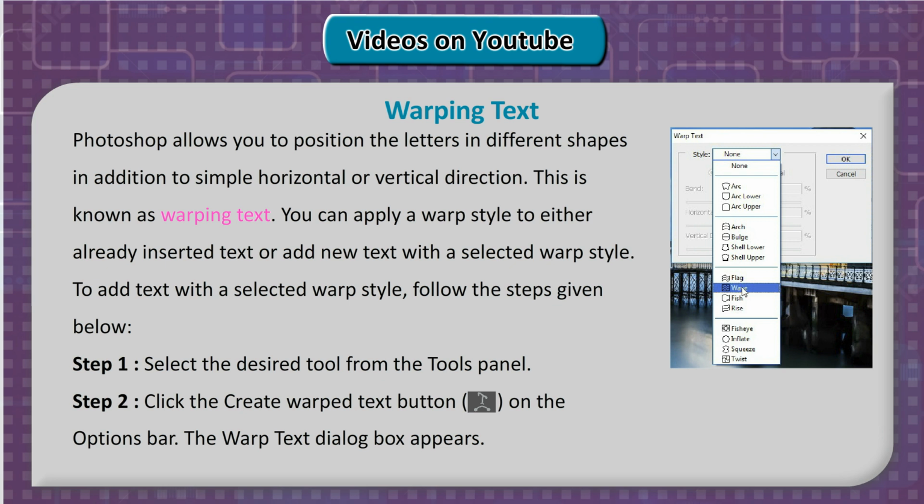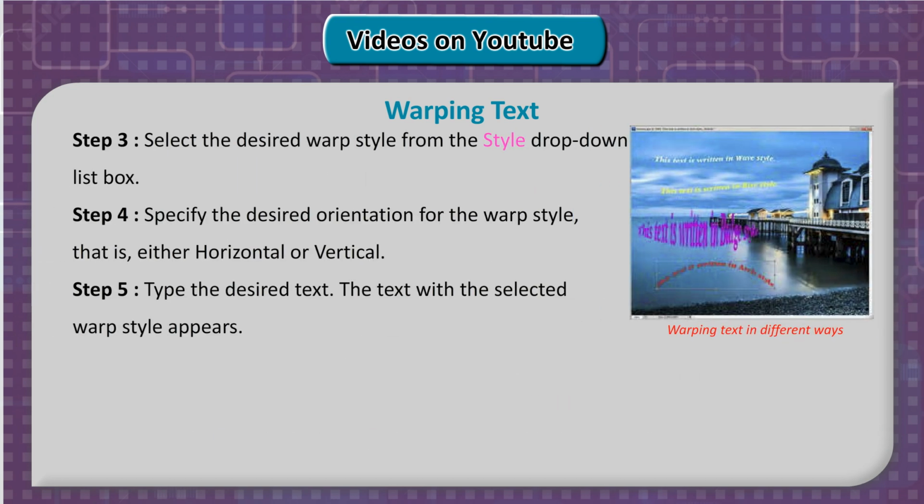Step 1. Select the desired tool from the Tools panel. Step 2. Click the Create Warped Text button on the options bar. The Warp Text dialog box appears. Step 3. Select the desired warp style from the Style drop-down list box. Step 4. Specify the desired orientation for the warp style, that is, either horizontal or vertical. Step 5. Type the desired text. The text with the selected warp style appears. Warping text in different ways.